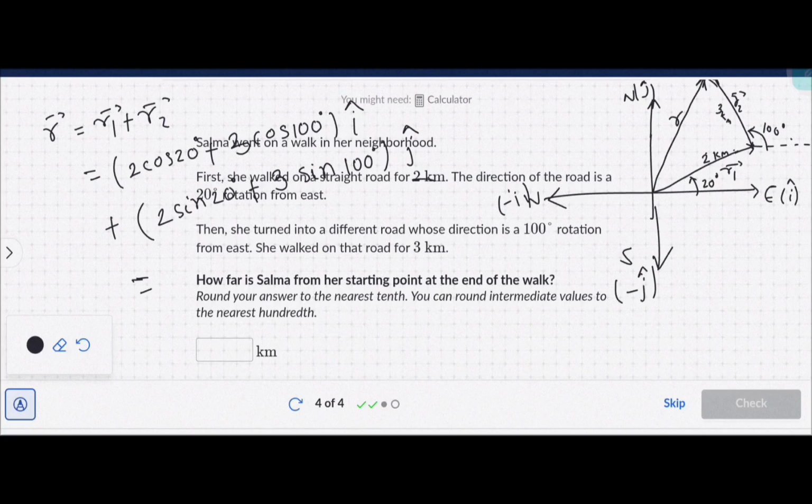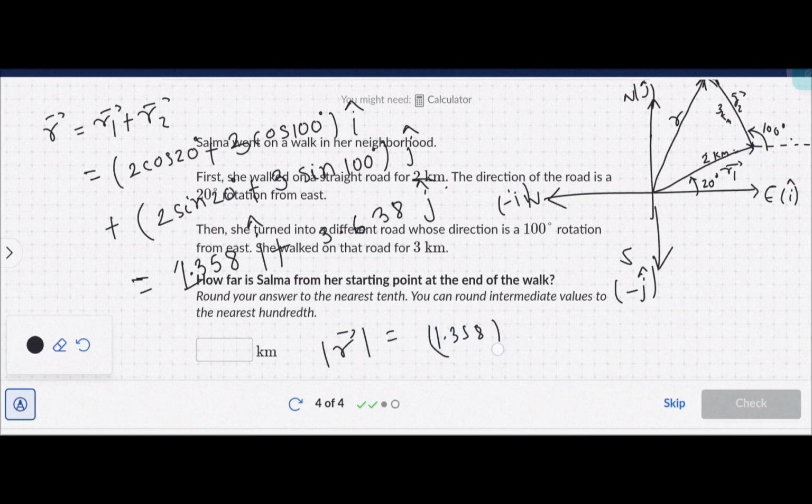2 cos 20 degree is 1.87, plus 3 cos 100 degree, so it is 1.358 I cap. Plus 2 sin 20 degree plus 3 sin 100 degree, this is 3.638 J cap. So what is the magnitude?